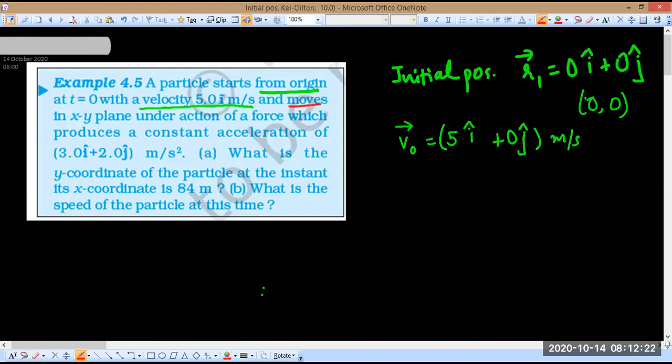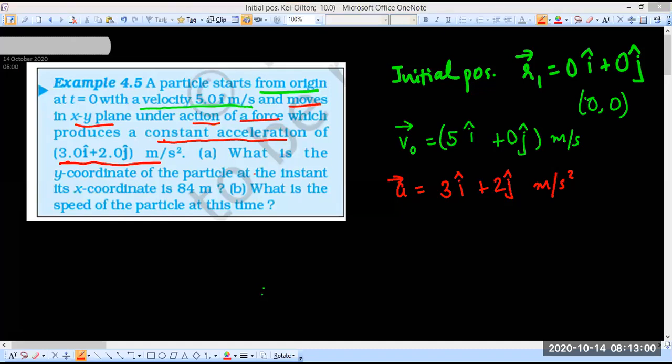Okay. And it moves in the xy plane under the action of a force. Okay, all this you can ignore, right? There is some force acting on it, and I'm sure you all know that whenever there is a force acting, there is going to be an acceleration, right? So now there is a constant acceleration of the body, that's this much, right? So let's write that here. A vector is equal to 3 i caret plus 2 j caret, in meter per second square, of course, right? So this is what we know.